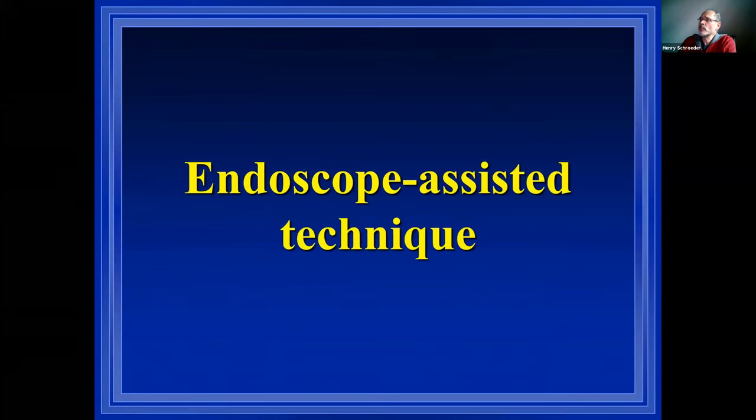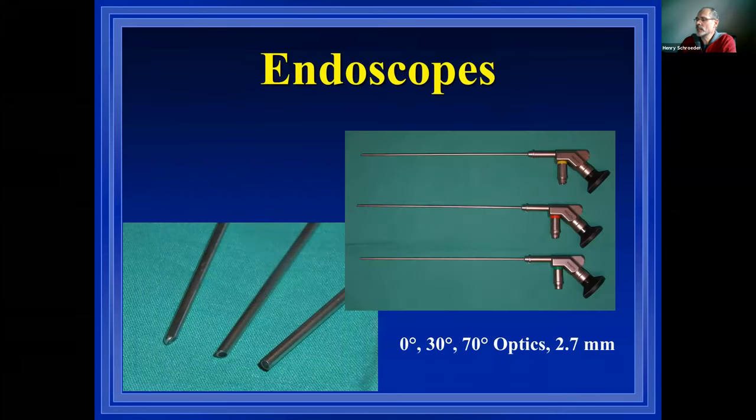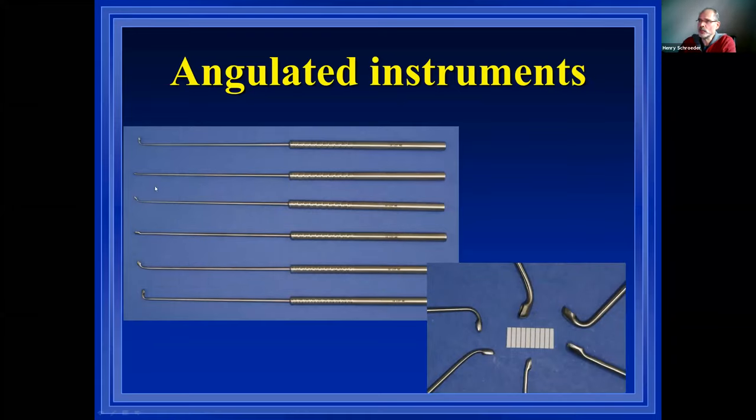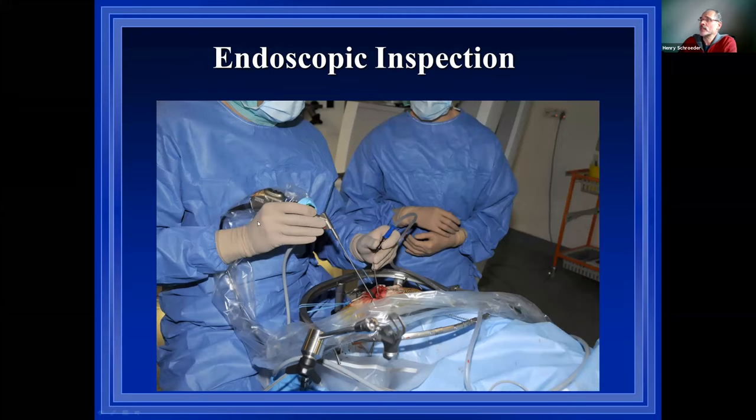I think for the eyebrow approach, it's very important that you use endoscope-assisted techniques, because you have several blind corners if you make a small approach. And we have different angles of view. Usually we use small scopes with a diameter of 2.7 millimeters. And of course you need angulated instruments to reach the tumor, which is only visible in the view of an angulated endoscope.